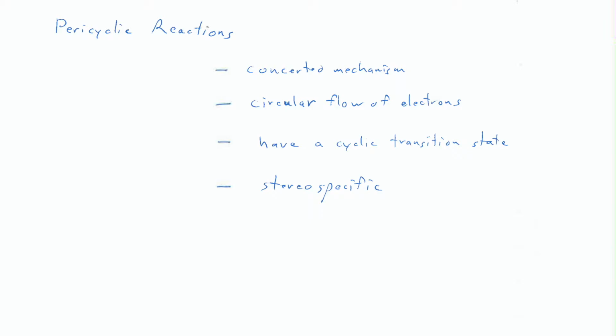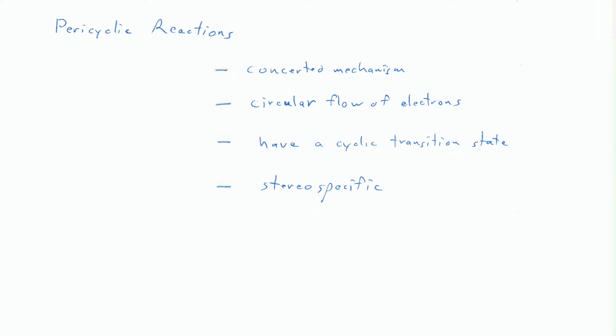In order to be considered pericyclic, a reaction must have a concerted mechanism. And remember, that's just a fancy way of saying that the electrons flow all at once. It's a one-step mechanism. Additionally, the electrons have to flow in a circular manner during the reaction mechanism. When you combine these two facts, you end up with a reaction that has a cyclic transition state.